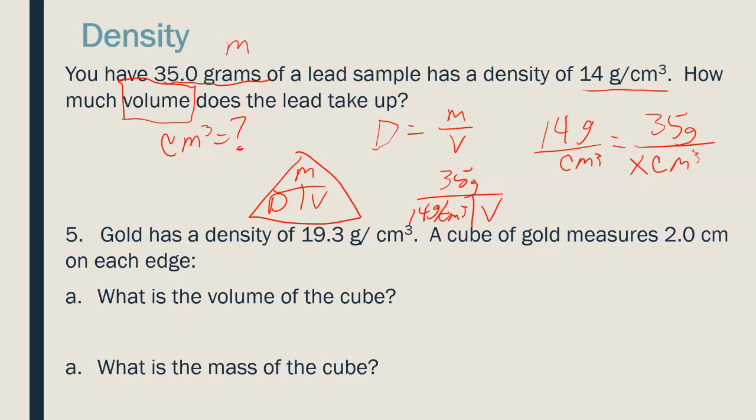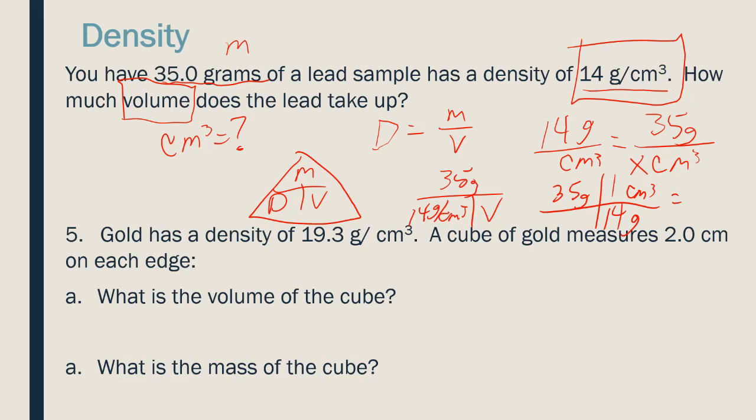Yet another way you can do that is we have the 35 grams, and we're going to want to cancel out grams and go to centimeters cubed. So we're going to use this conversion, where 14 grams and 1 centimeter cubed are equal to 1. So it divides that way. Those are 3 ways to do that problem.